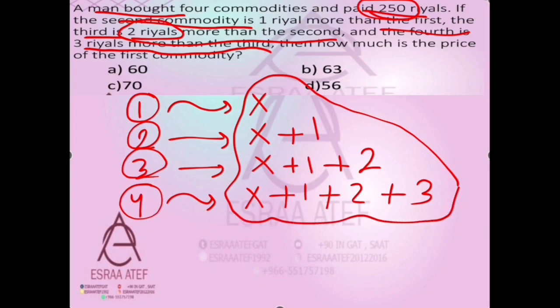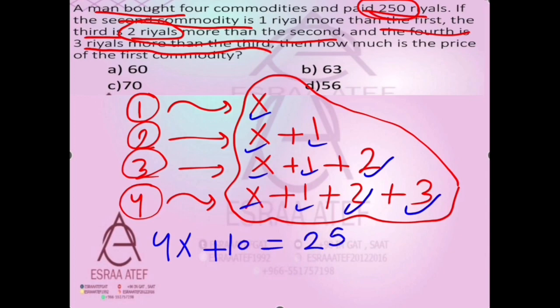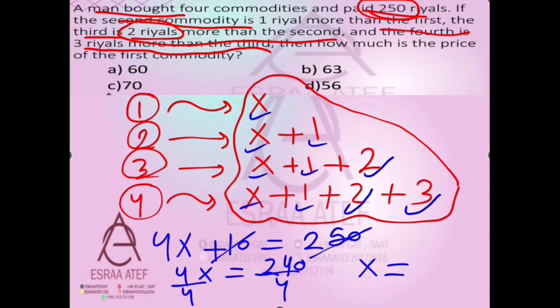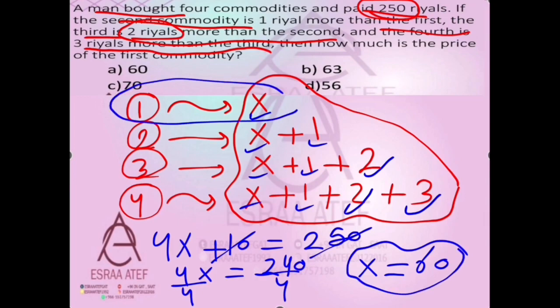Then get the value of x. How many x's do we have here? 1, 2, 3, 4, so we have 4x plus 1 plus 1 plus 1, which is 3, 3 plus 2 is 5, 5 plus 2 is 7, 7 plus 3 is 10, equals 250. Then subtract 10 from both sides, so 4x equals 240, and then divide by 4, which means x equals 60, which is the price of the first commodity.